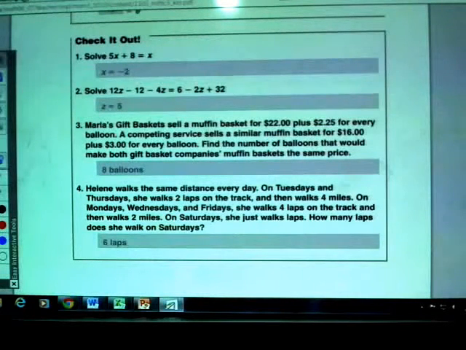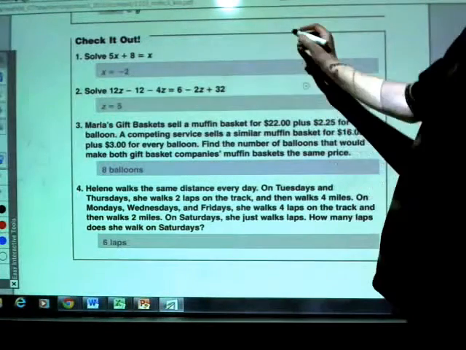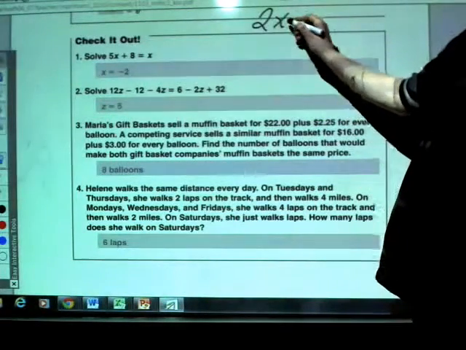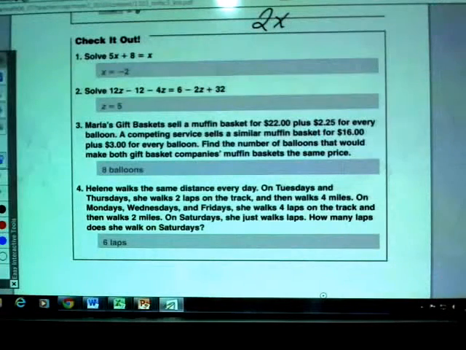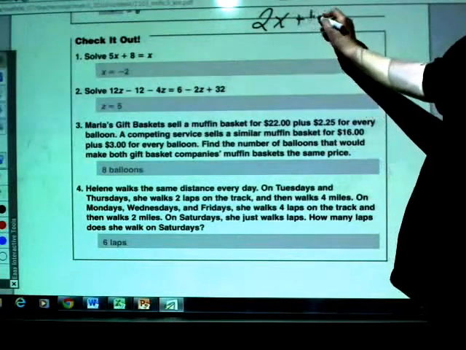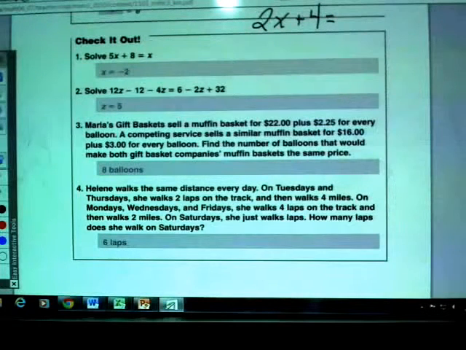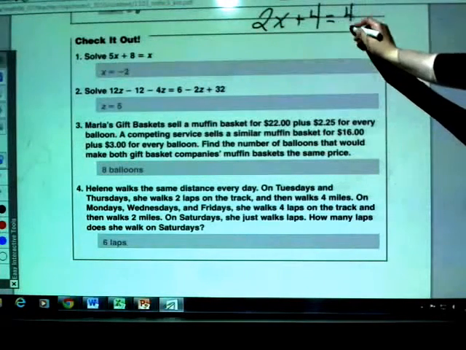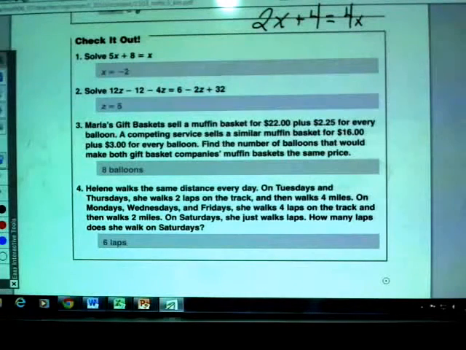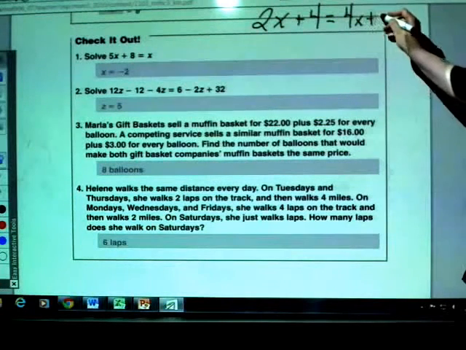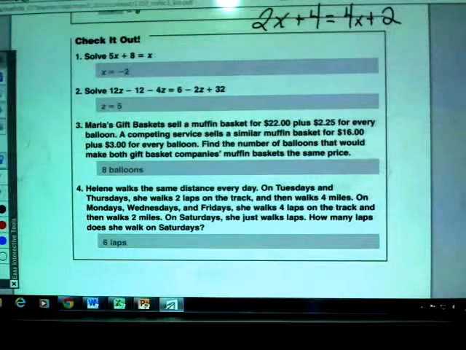All right, so on Tuesdays and Thursdays, it's 2 laps on the track. We don't know how long the lap is, so 2 times x, the number of miles, and then she walks a plain 4 miles: 2x plus 4. And it's got to be the same as what she does Monday, Wednesday, and Friday, which is 4 laps on the track. But again, we don't know how long that is, so 4x plus how many miles she just does flat, which is 2. All right, so I'm solving the equation for x so I can figure out how long the track is here.